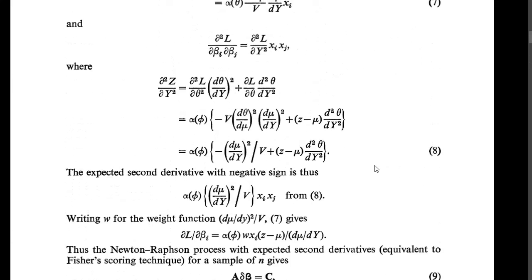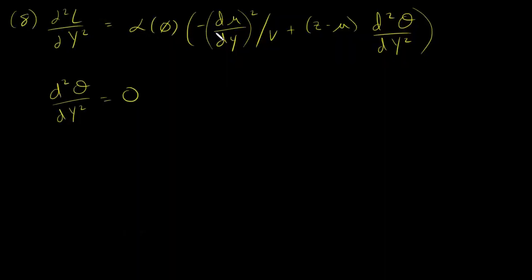So if I scroll up, here's equation 8. Just a reminder, there was a typo here. This should have said the second derivative of L instead of Z. So I'll go ahead and write that down right here. And here's equation 8. And then there's that statement that this equals 0. So let's start with why that is.